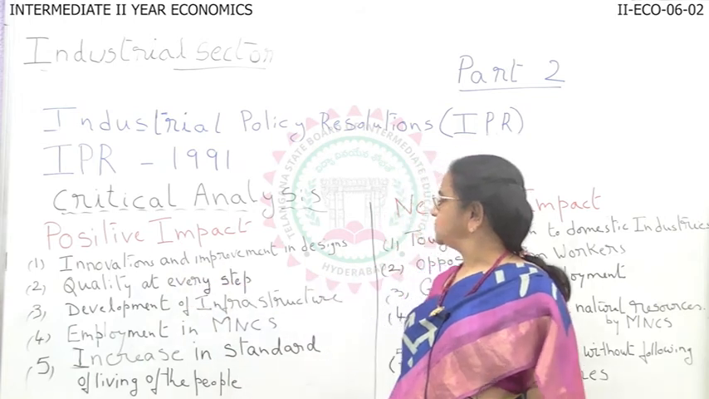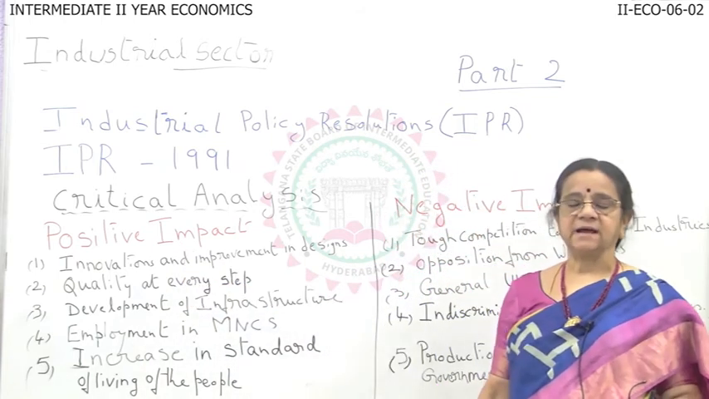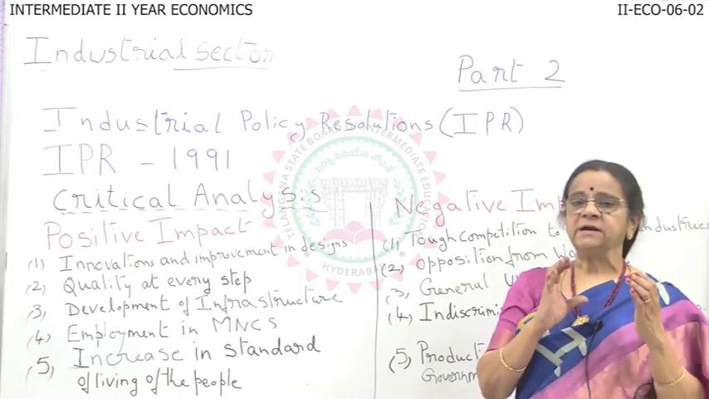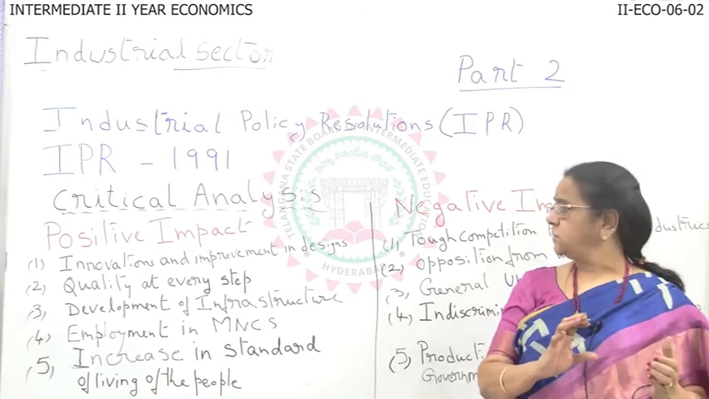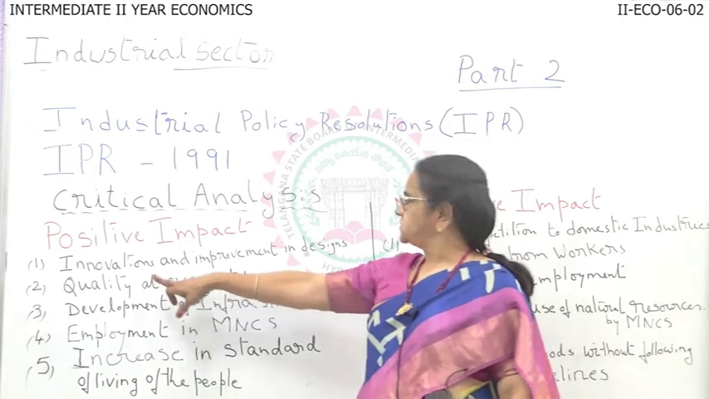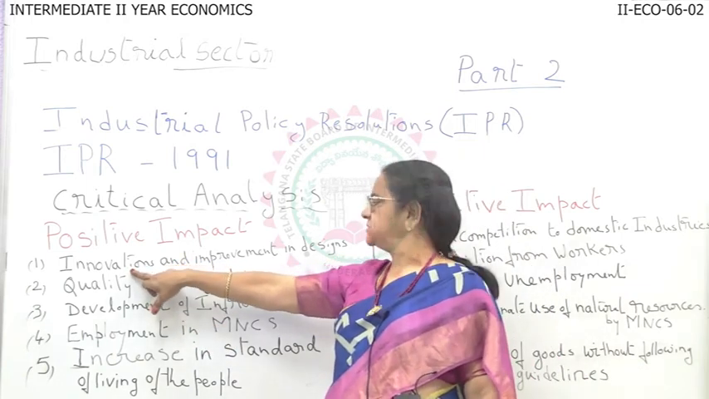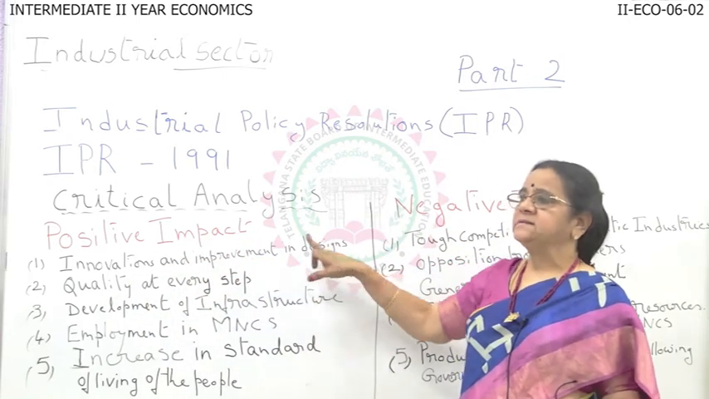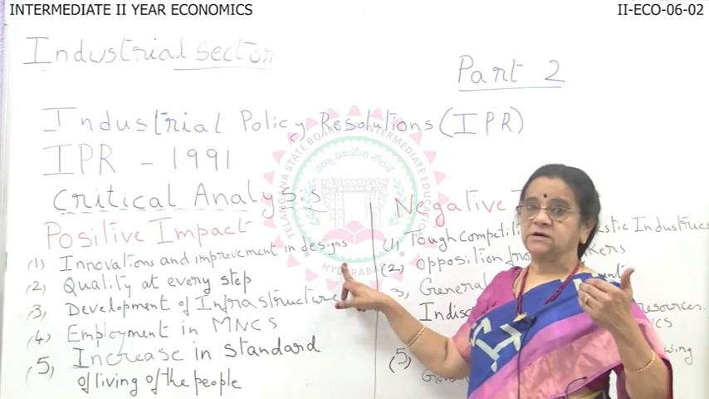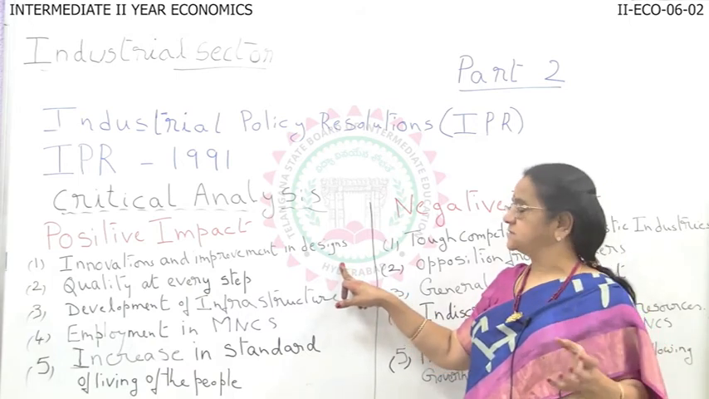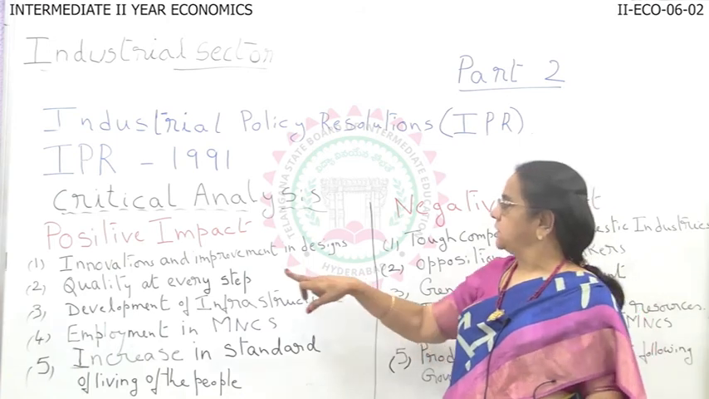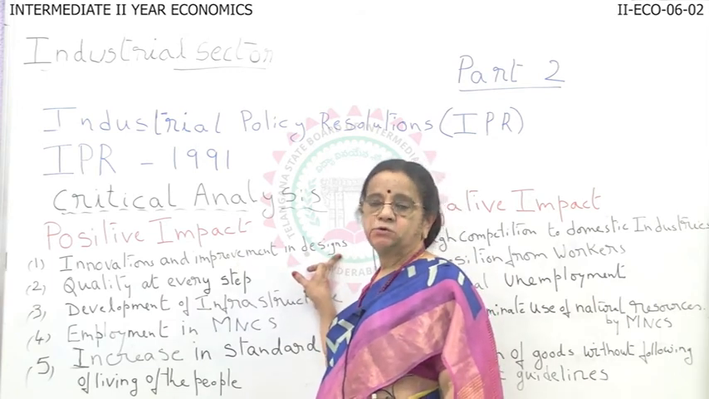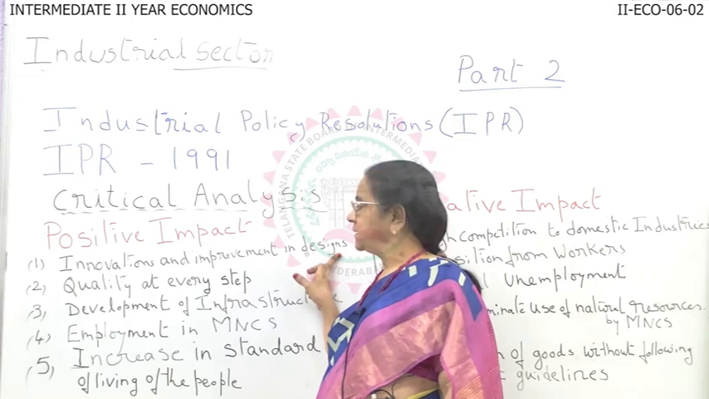First, innovations and improvement in design. Industrial enterprises are going for research and development, R&D, and introducing different types of innovations. Innovations means new methods, new products, and so on. They are introducing innovations and also improvement in design. So designs, the method in which we make the goods, is getting improvised due to research and development.